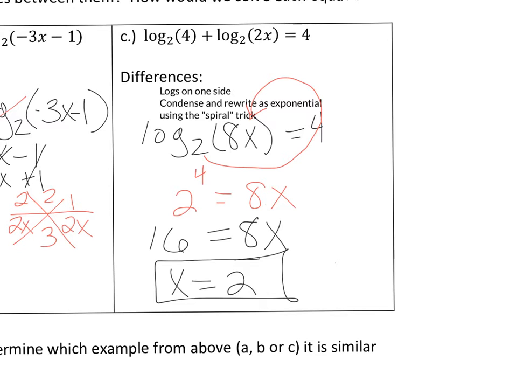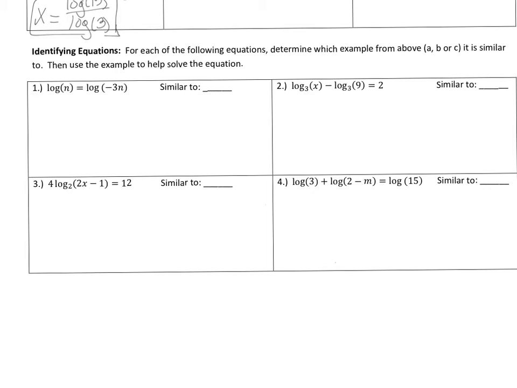So we're just going to jump to a couple of quick more examples just to get you started, and then you can work on the homework. So I'm going to jump screens real quick. Okay, so last part of your notes, looking at numbers 1, 2, 3, and 4, we're just going to identify which kind of an equation are they similar to up above.